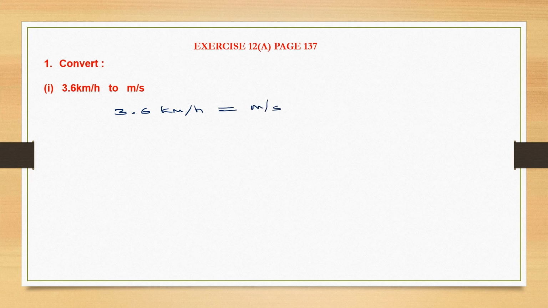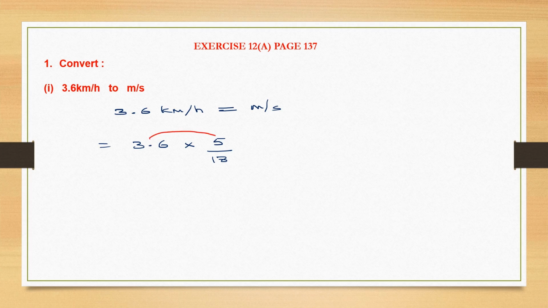So for that, what should we do? We are going to take 3.6, multiply this by 5 by 18. And then our answer will be in meter per second. So you don't have to show all the other conversions. So you can cancel, or you can multiply the numerators and then divide by 18. So let's do the easier way.